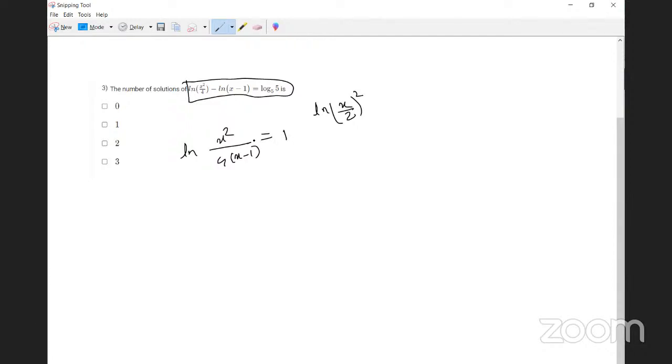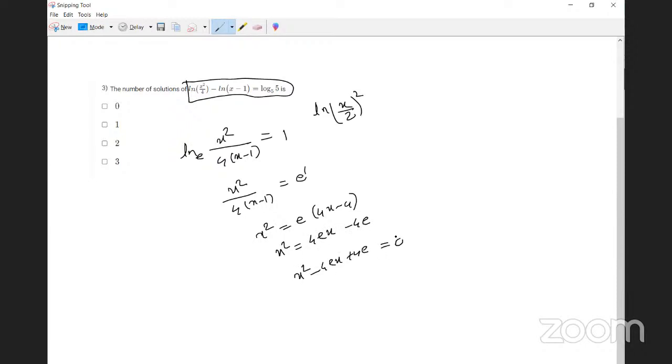Yes. Now if we take it, it will become e to the power 1. So x square by 4x minus 4 equals e to the power 1, because it is natural log here, right? Yes, natural log. So if I simplify this, x square equals e times 4x minus 4. So x square equals 4ex minus 4e, right? So x square minus 4ex plus 4e equals 0. So how many roots are there?